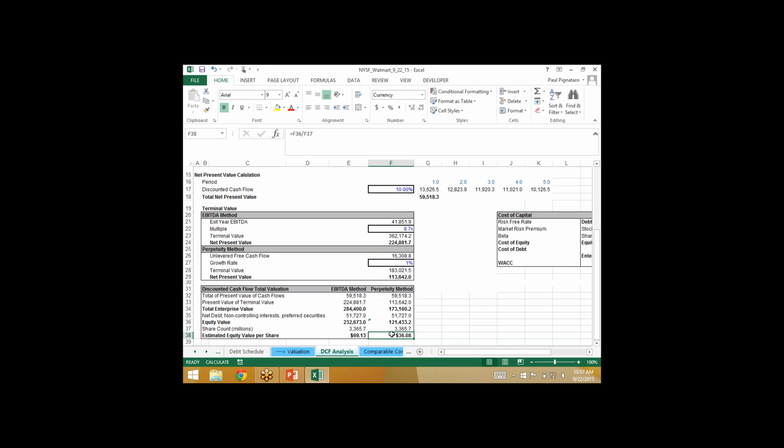Any questions? So tomorrow we're going to tweak this a little bit. We'll talk about the weighted average cost of capital, how it works, what it means, and then we'll start getting into comps.